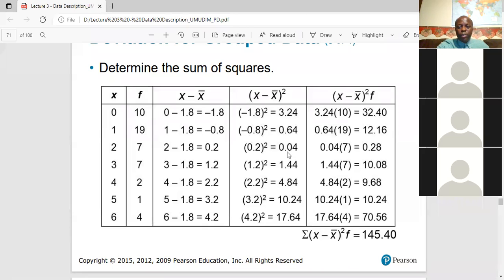Then the answer you get from this squaring, you multiply by the frequency, which is this number here. So you can say 10 times this answer. As you can see, 3.24 times 10 gives you 32.4. 0.64 is the answer you have here. 0.64 times 19. Where did 19 come from? From this frequency right here. Gives you 12.16. Do it for all of them so that you add this part, you get 145.40.